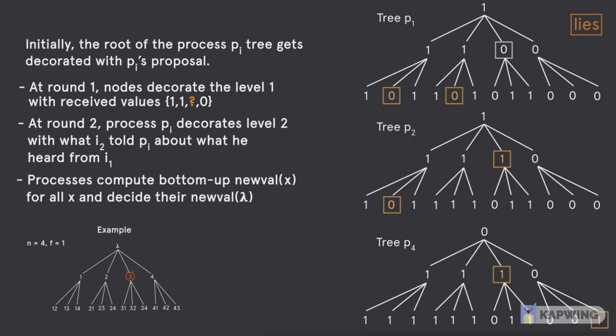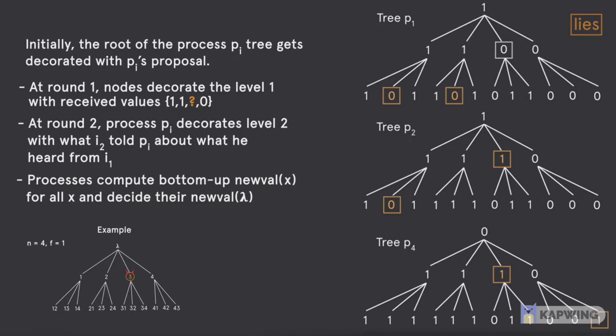After all the trees have been decorated, each process evaluates the tree from bottom up to set the new values of the leaves. It also computes the new values of the internal nodes as the majority newval held by the children. Finally, it decides the newval of its root, which is guaranteed to be identical.